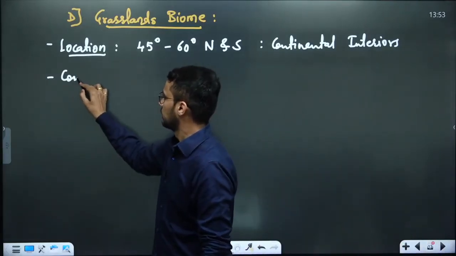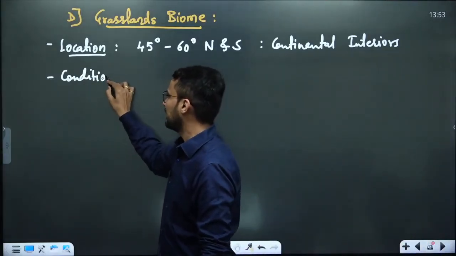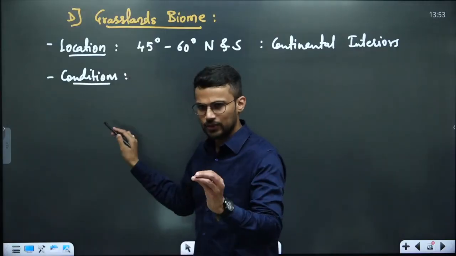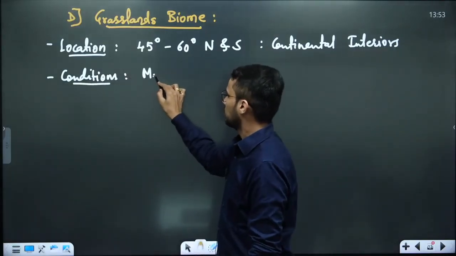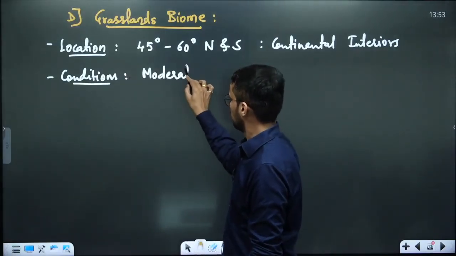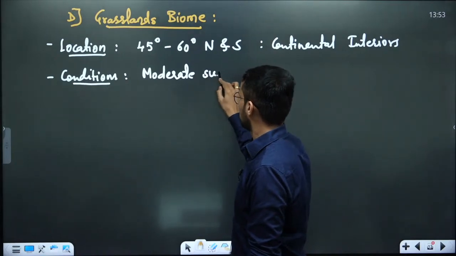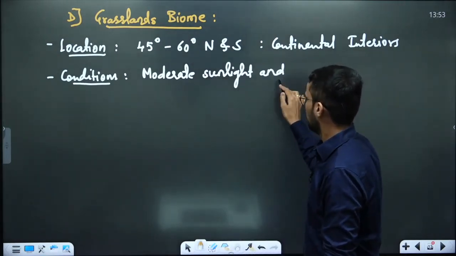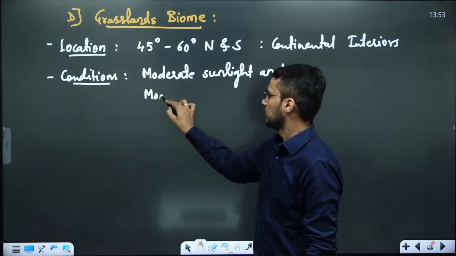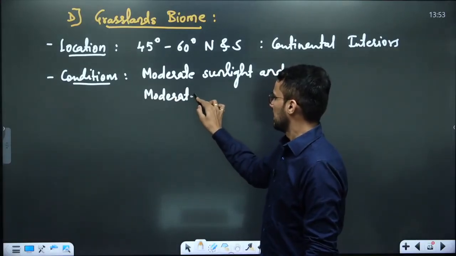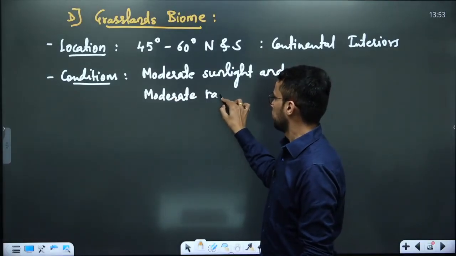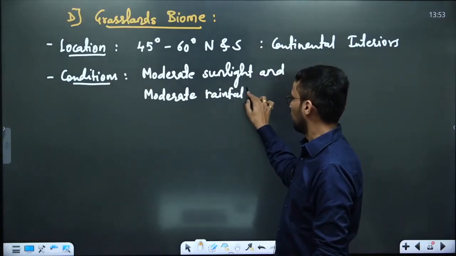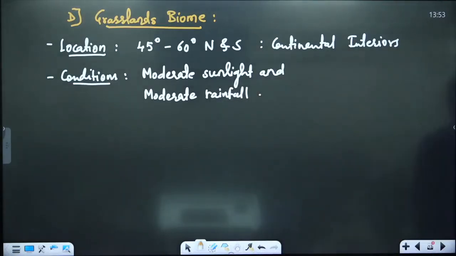Next, conditions. Now here we will be writing conditions in a slightly different manner. Moderate sunlight and moderate rainfall. Moderate है इस area. Fine.